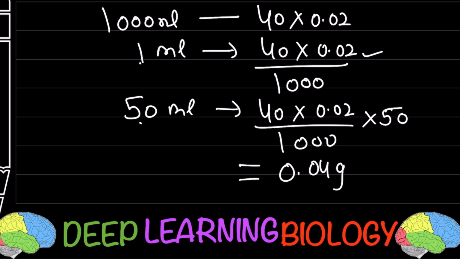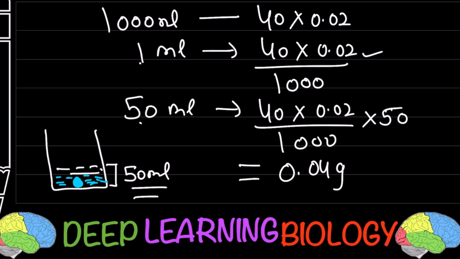So here how do you prepare? Very simple. You weigh 0.04 gram of NaOH, dissolve it in a very small amount of water, and finally make the volume 50 ml. Keep in mind your final volume: add water till the volume is 50 ml. This way you prepare 50 ml of 20 millimolar NaOH.